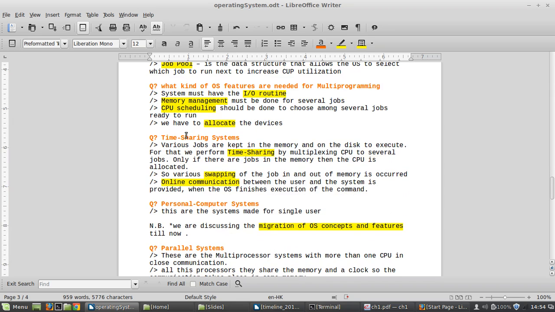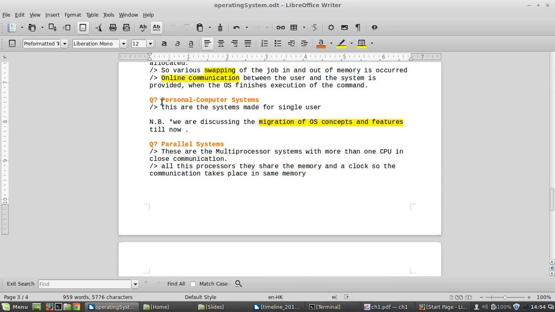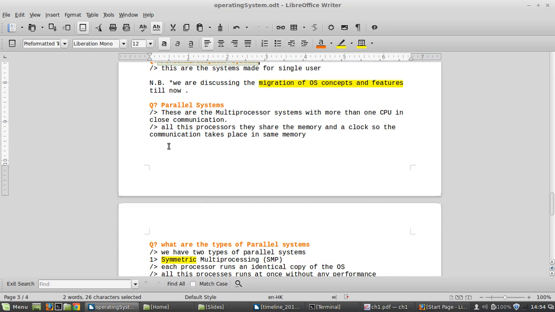The note I was trying to tell you is that all these systems were about the migration of operating system concepts and features until now. The migration was from the simple batch system to multiprogramming batch systems, then we arrived at the time sharing system, then lastly the personal computer system. And then we went further to further migration to other systems. The further migration was the parallel system.